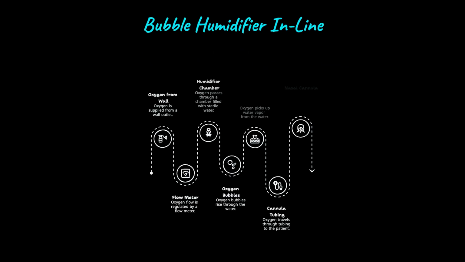Mechanically, the humidifier sits between the flow meter and the cannula tubing. Oxygen bubbles up through sterile water, picking up moisture along the way, and a heated version can add even more vapor for high flow or non-invasive support.